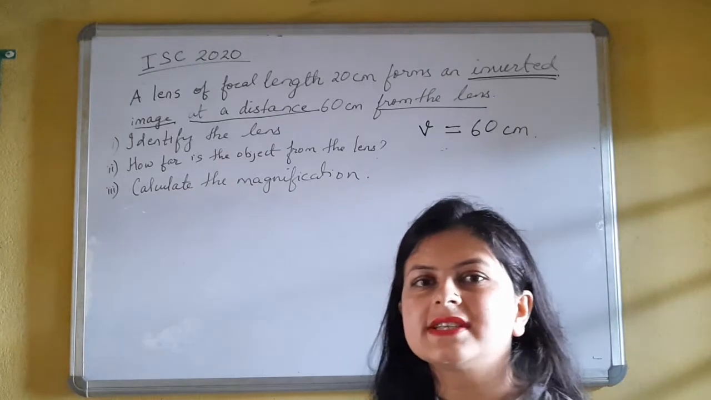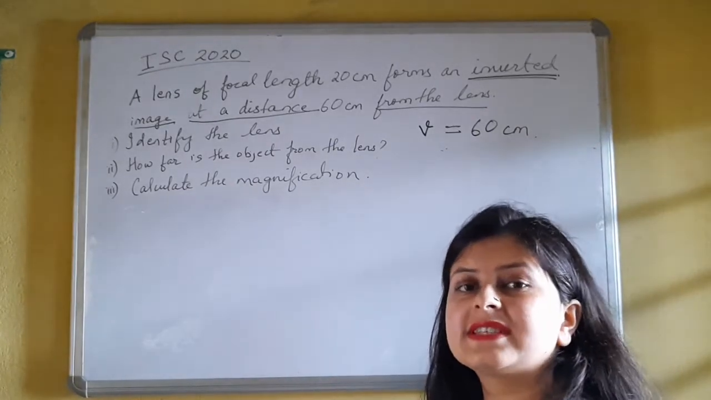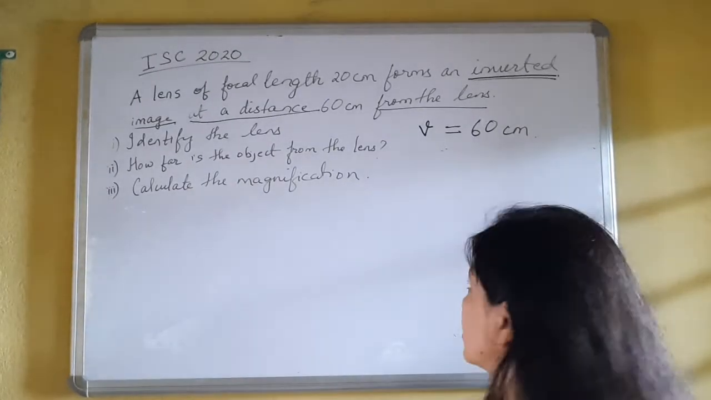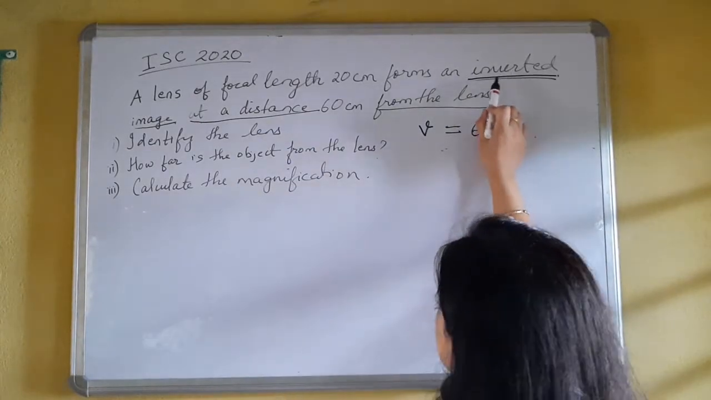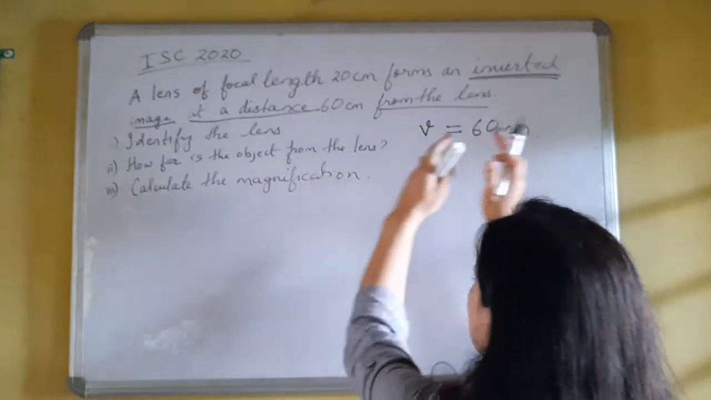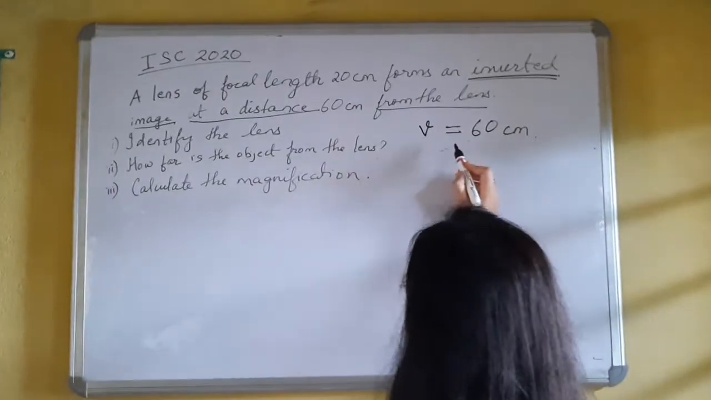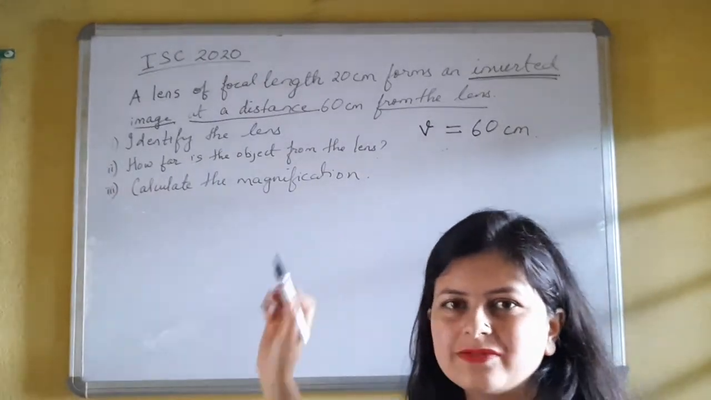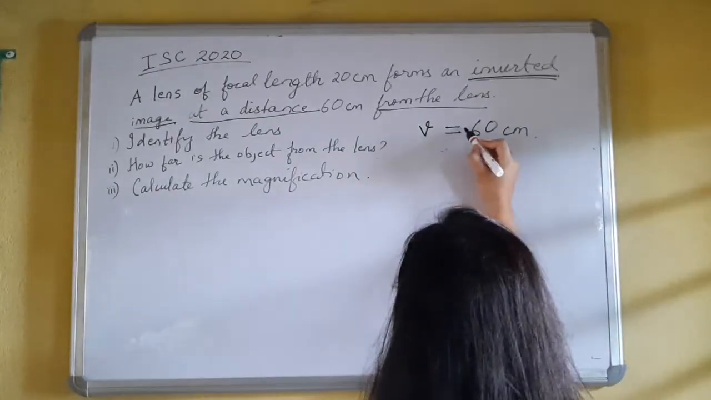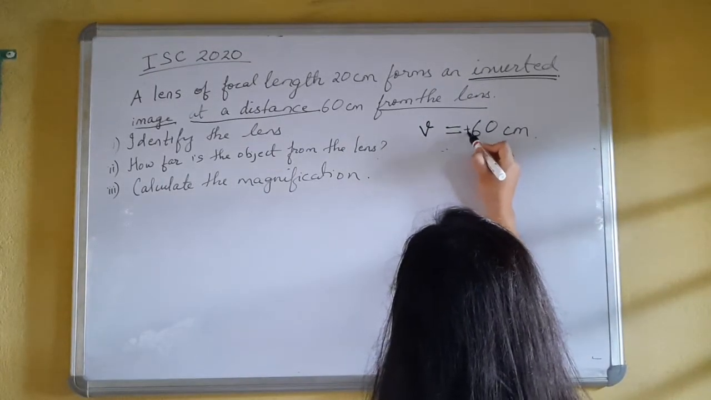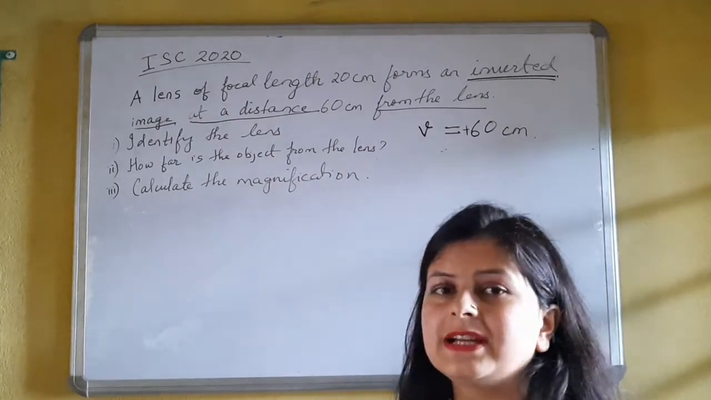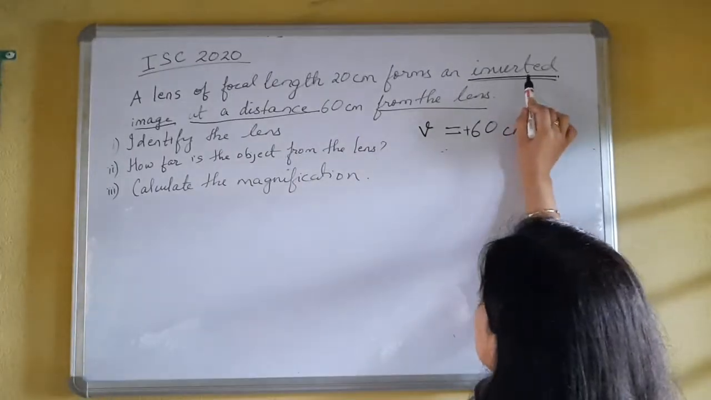Now since we have learned the sign convention, you should be careful which sign to choose for the 60 centimeter. Now if it is inverted, the image will always be on the other side of the object. So it will be on the right side of the lens. So right side we don't take it as negative, we always take it as positive. So V for you will be plus 60 centimeter. How did we find out that it is plus? By looking at this inverted term.